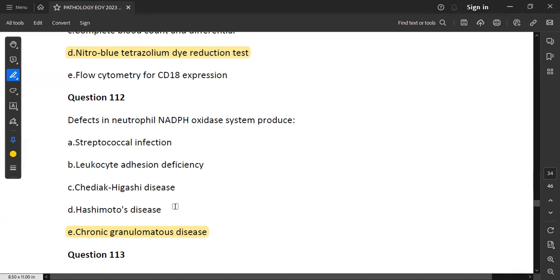So basically what happens is that adhesion molecules usually allow phagocytes to adhere to the vascular endothelium and migrate until they pass through and go to the infection site. But in this defect, the adhesion molecules are deficient, so chemotaxis will be impaired, that movement will be impaired. They won't be allowed to adhere to the vascular endothelium. I hope I'm making sense.